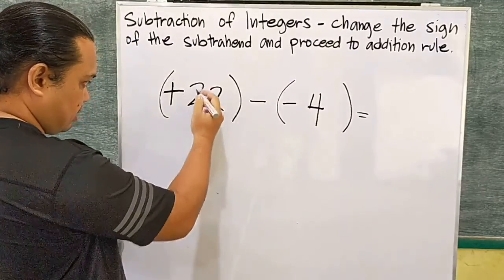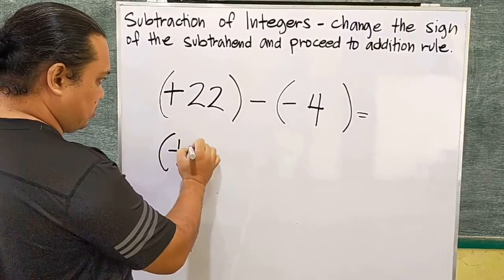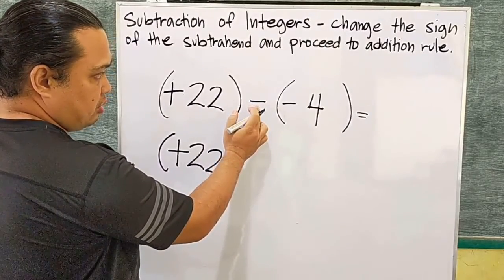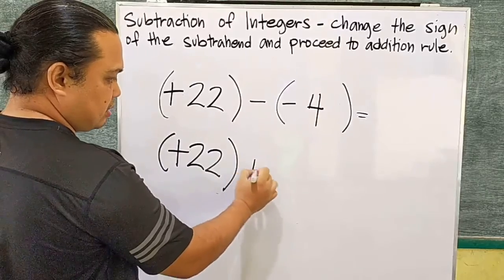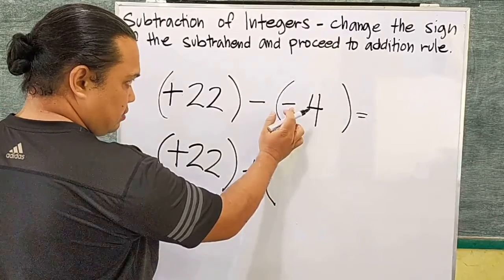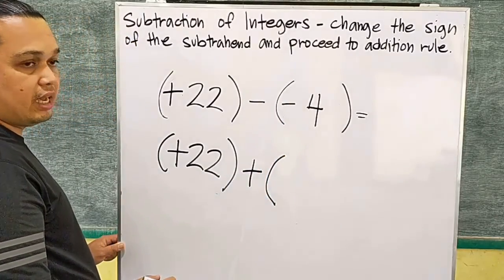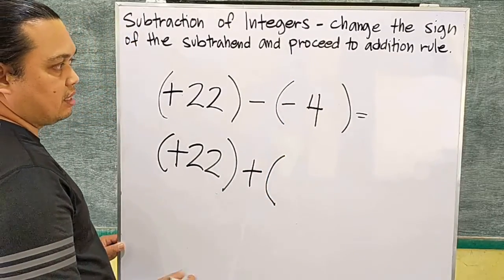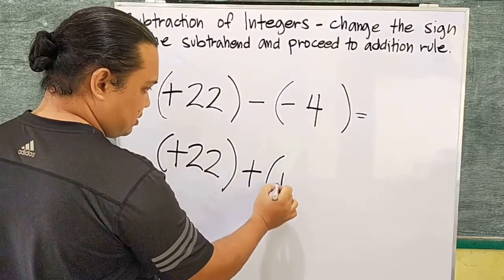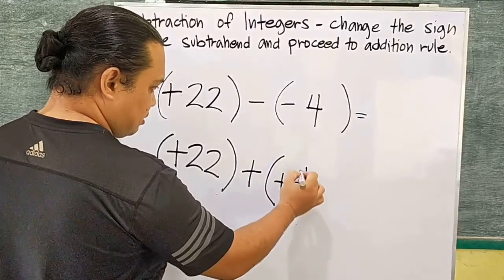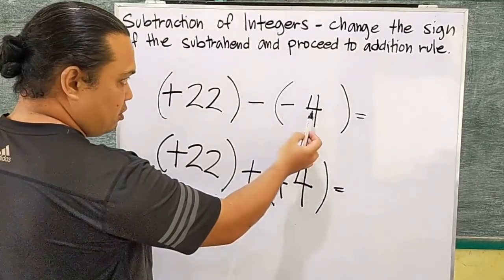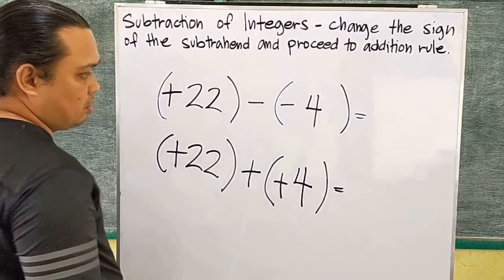So, let's do that. Copy the minuend first, positive 22. And subtraction here, or minus, will become plus, or addition. But we need to change the original sign of the subtrahend. And that will be, the opposite of negative is positive. And copy the subtrahend, which is 4. So therefore, negative 4 becomes positive 4.